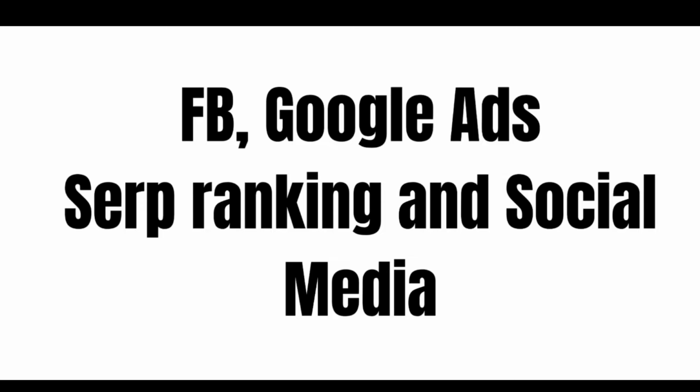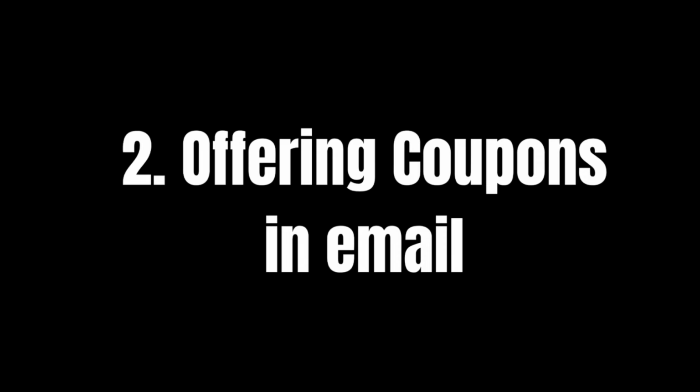But those that are wise enough to know how everything works, and know that when I build my email list, this is the audience that I own, and I can keep sending out anything, I can keep promoting to them for the rest of my life. So building an email list is the first thing when it comes to email marketing. Now the second is offering coupons in your email.